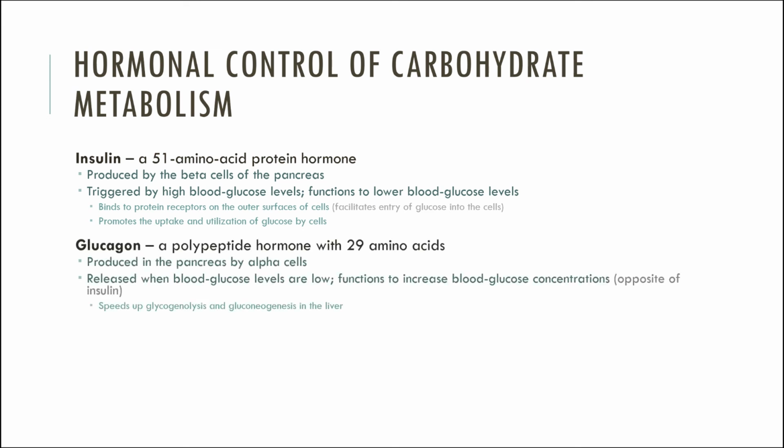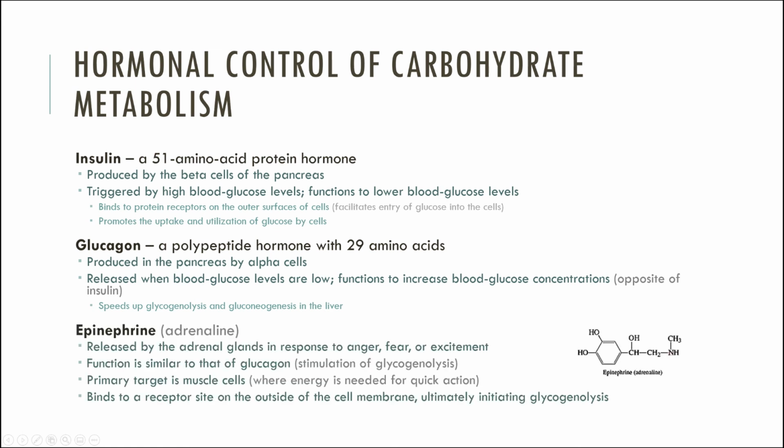We also have another regulation method called glucagon. In this case, it's considered a polypeptide rather than a protein, although it's again just a chain of amino acids. There are 29 of them. It's also produced in the pancreas, and it's the opposite of insulin. So it's released when blood glucose levels are very low. And so what that does is it increases blood glucose levels by ultimately speeding up glycogenolysis, right? Generating glucose from glycogen.